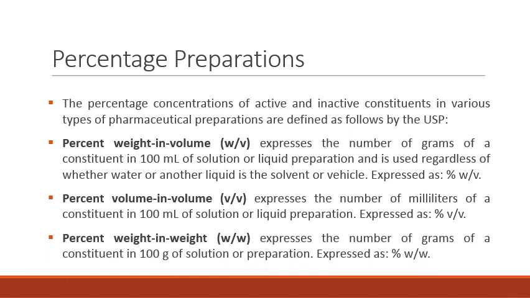Number three is percent weight in weight, which expresses the number of grams of a constituent in 100 grams of solution or preparation. That means the number of grams of the active pharmaceutical ingredient or inactive pharmaceutical ingredient that are present in 100 grams of solution or preparation. Here we are taking the solution or preparation in weight, and it is expressed as percentage weight by weight.